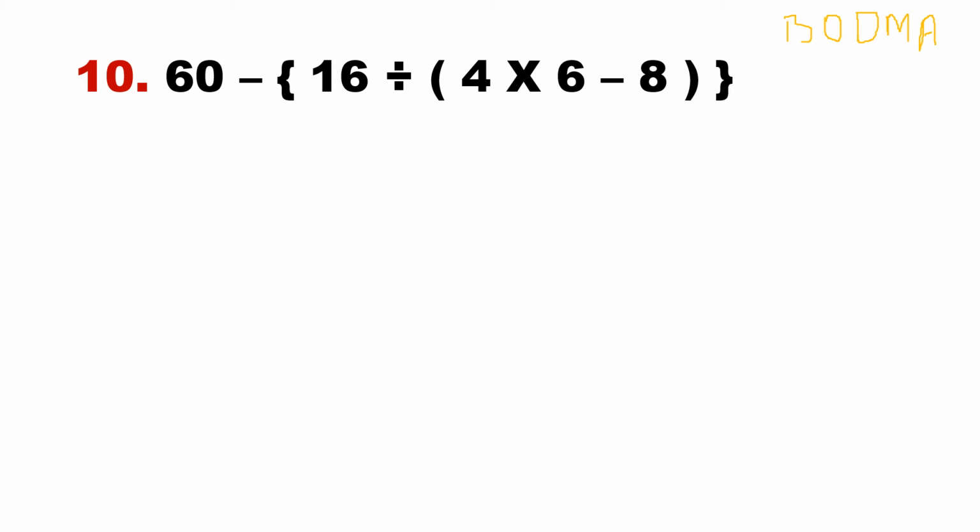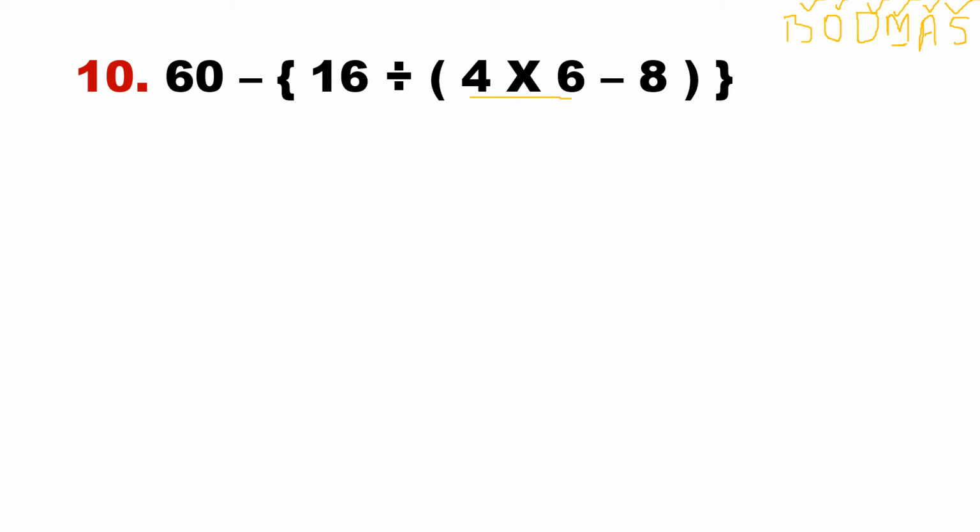BODMAS. This is BODMAS. So when there are too many choices, first I have to solve the bracket. Then if there is any of, then divide, then multiply, then add, then subtract. So according to this, I have two choices, multiply and subtract. So which comes first? Multiply.